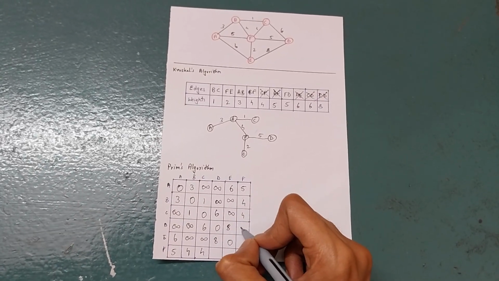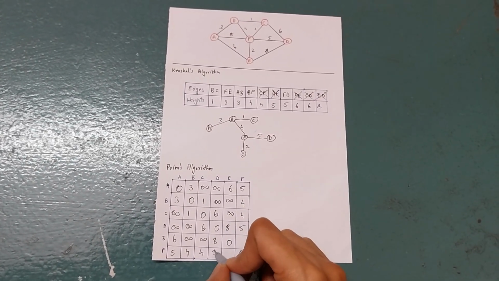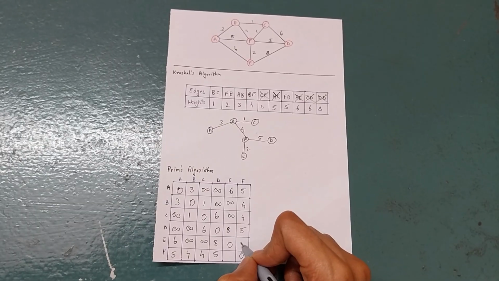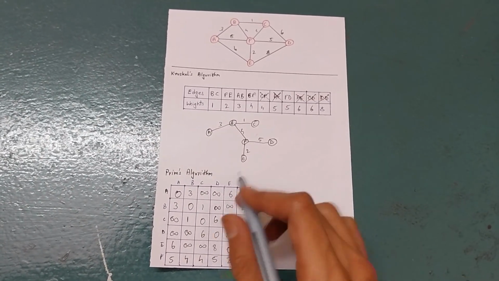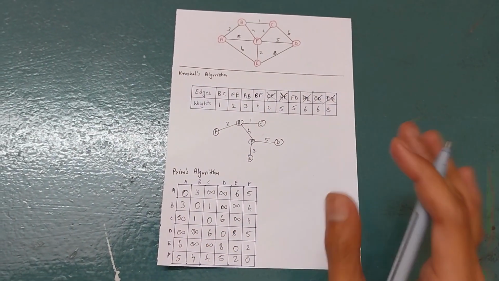D to F is 5. And F to D is 5. And E to F is 2. And F to E is also 2. And hence we have solved the table.